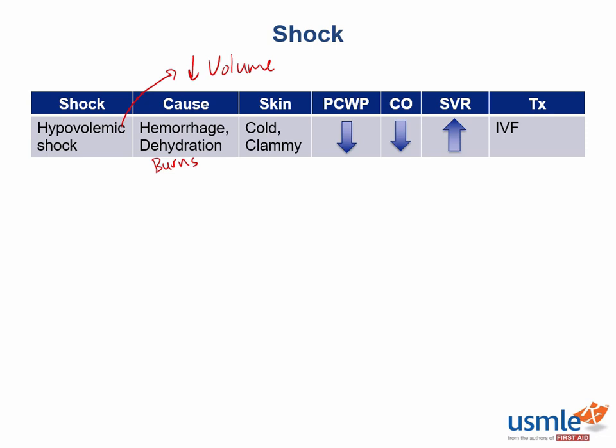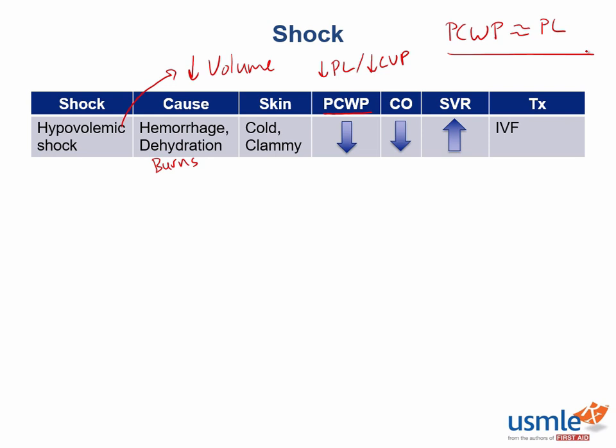So what happens when we lose a bunch of volume? Well, this is going to result in a big drop in our preload and our central venous pressure, and this is just because there isn't enough blood in the veins. Now, I know on my chart here, I have the pulmonary capillary wedge pressure listed. And what you need to know is that pulmonary capillary wedge pressure and preload are essentially synonymous. So if you have a drop in your preload, you have a drop in your pulmonary capillary wedge pressure.